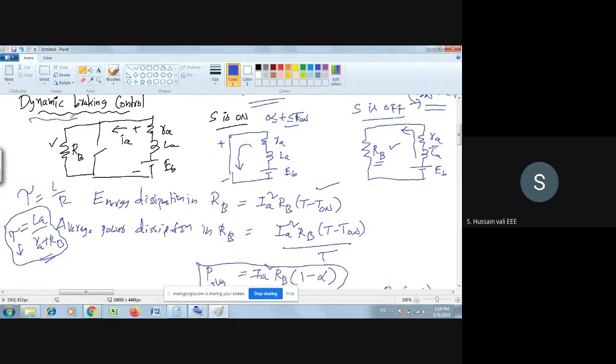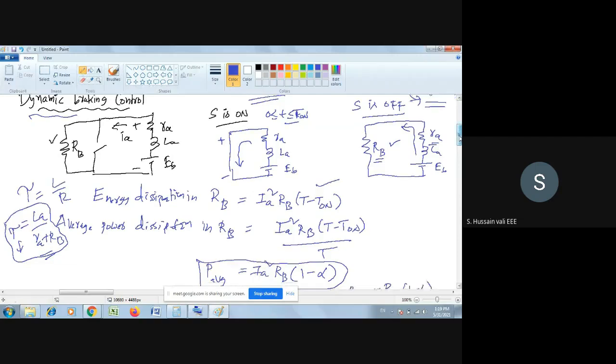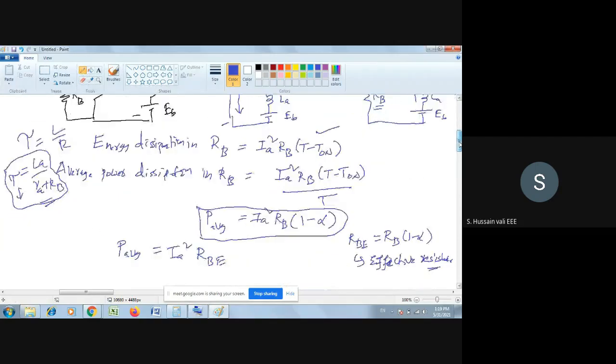So in regenerative braking, you have a source, whereas in dynamic braking, in place of the source, you have a resistor RB. Because of this resistor RB, the time constant of the circuit will be less. So the power dissipation will happen in less time. It means the speed is more, or the response is fast. That we have done here mathematically. What is the energy dissipation? What is the average power dissipation using these equations?